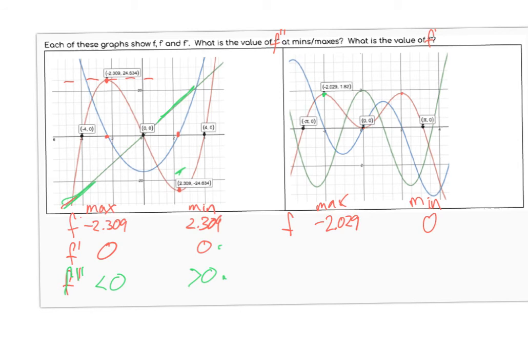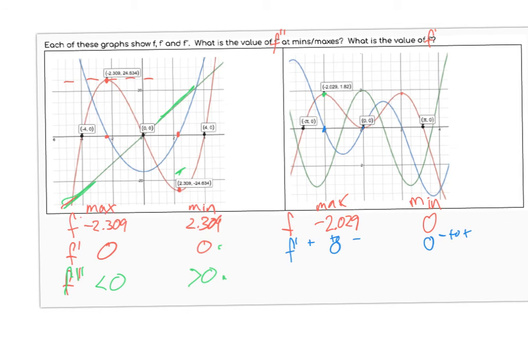Okay, I'm guessing my blue graph is going to be my derivative just to keep these things consistent. And I notice at that point for the max, we've got a value of 0. It's also going positive to negative. Same thing at 0. We've got a value of 0. We're going from negative to positive here.